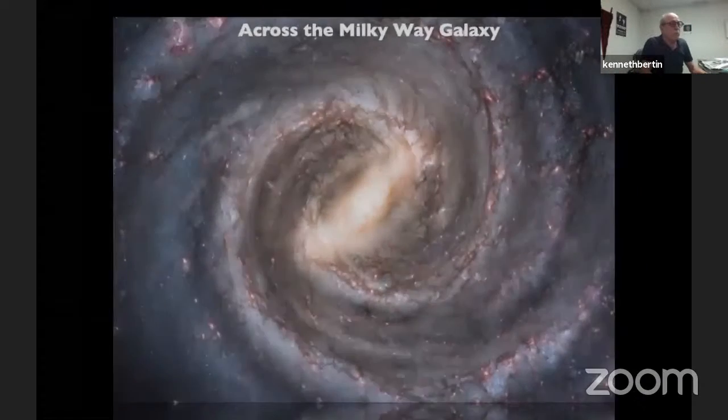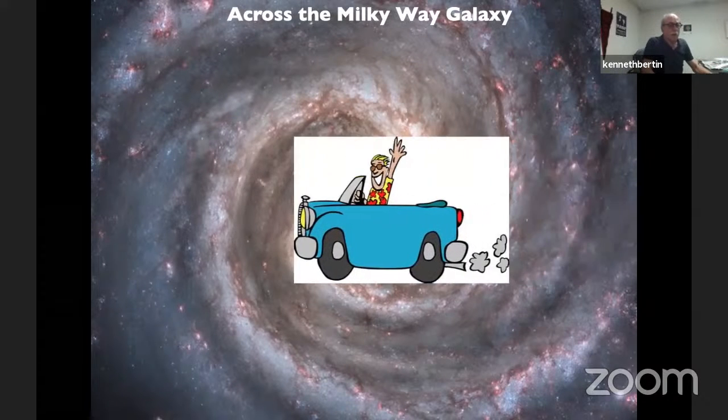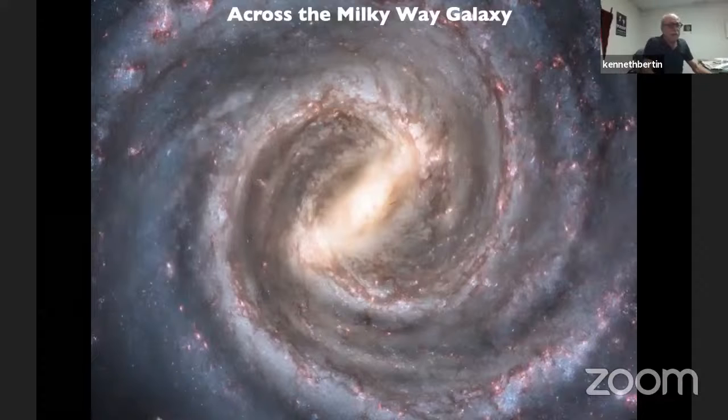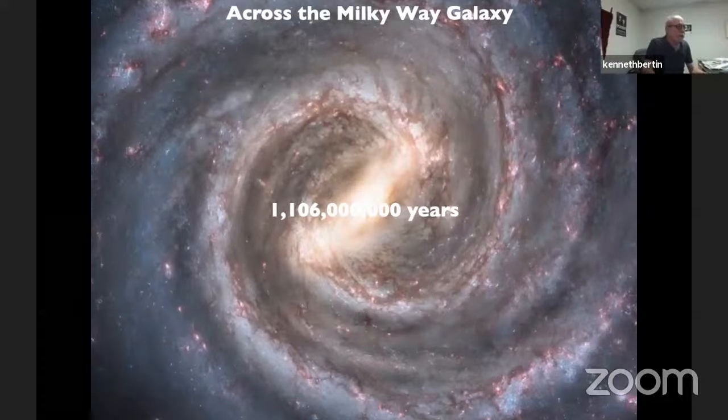Let's take a little trip in our car across the galaxy. This is our Milky Way galaxy. This Milky Way galaxy is made up of some 200 billion stars, maybe a little more, maybe a little less. And we're going to travel across it, and it's going to take us 1,106,000,000 years to get across the Milky Way.